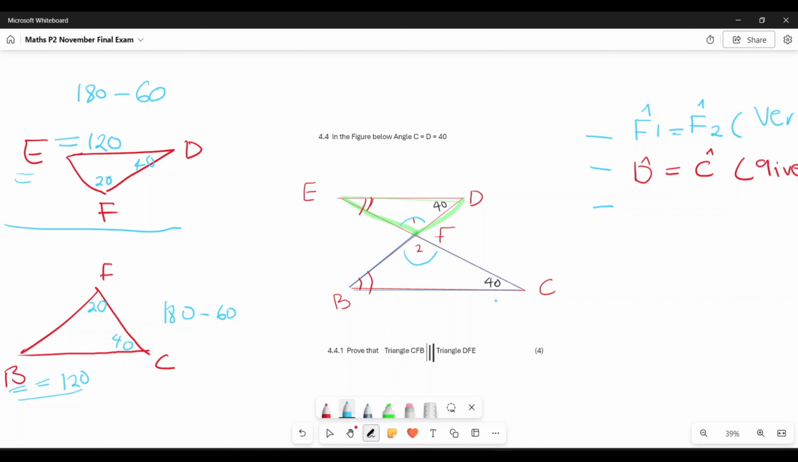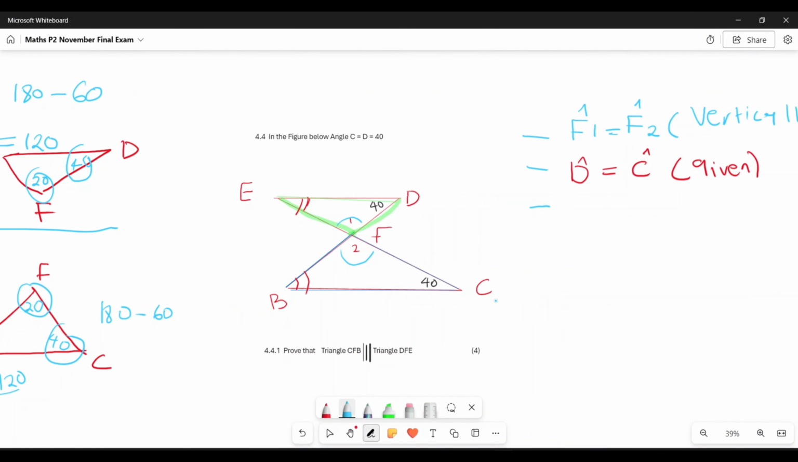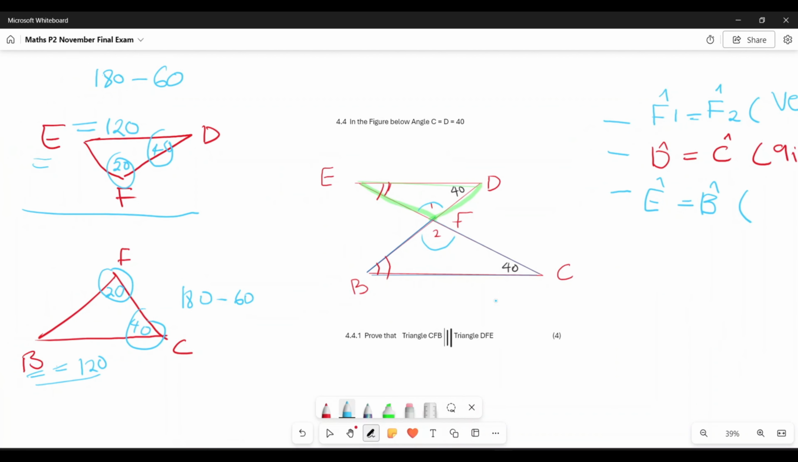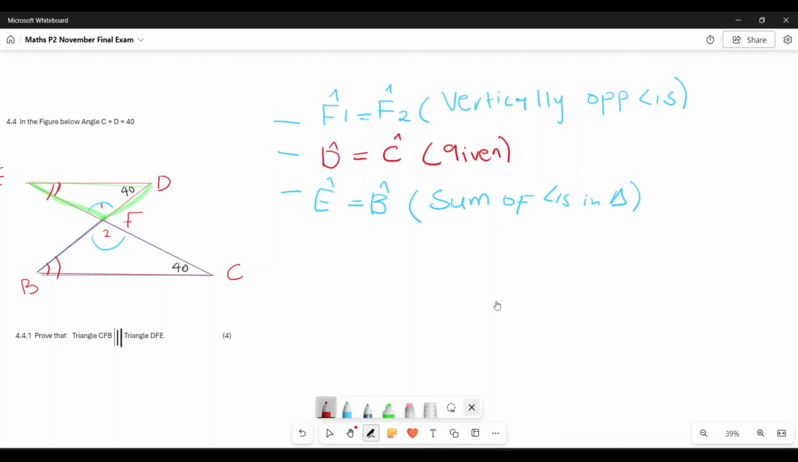Now, this is what I mean when I say that when you've proved that two angles are equal in these two triangles, you can conclude that the remaining ones are also going to be equal to one another. So here, I'm going to say angle E is equal to angle B, and my reason is the sum of angles in a triangle. Hence, I've shown you an example using the sum of angles in a triangle technique. Now I have proved, and I can conclude, that triangle CFB is similar to triangle GFE.